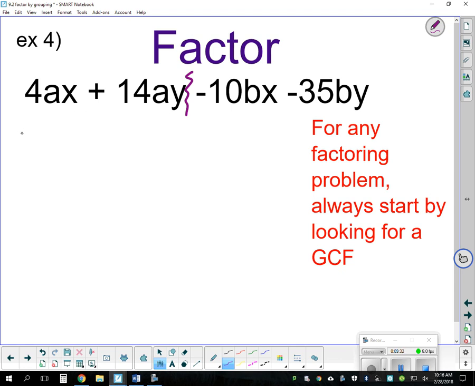GCF in the first half is, I was going to say 4, but 14 is not divisible by 4. So it's just a 2. Any variables? Sure, they both have an a.